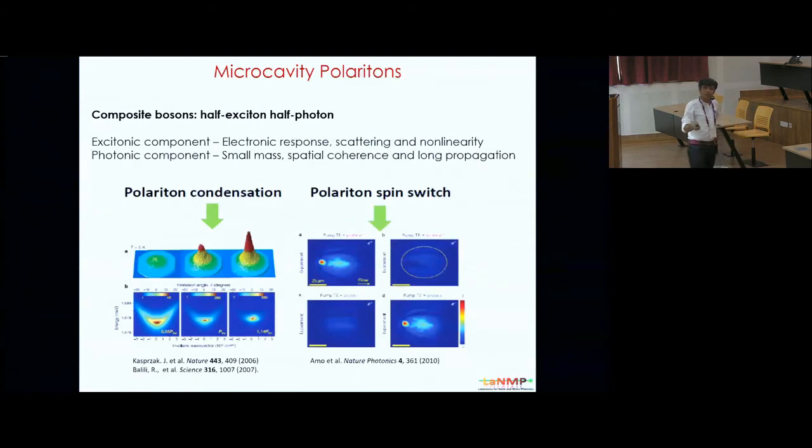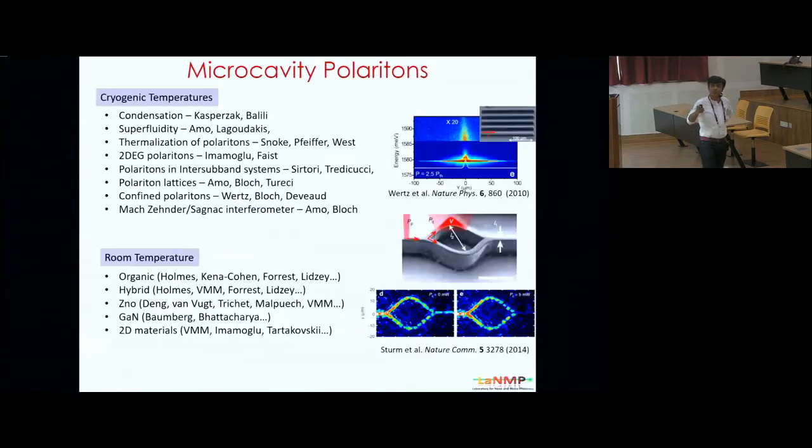I don't need to go into it in great detail. The excitonic component gives the electronic response, scattering and nonlinearity, whereas the photonic component gives the small mass, coherence, and long propagation lengths. It's been studied. Condensation has been realized. Spin switching has been realized in different groups. And I'm just going to have a whole list here of different work that has gone on.